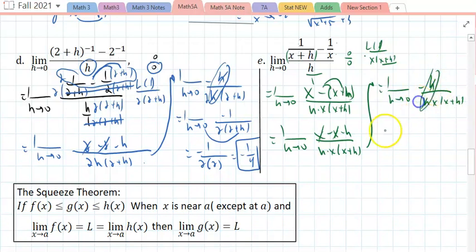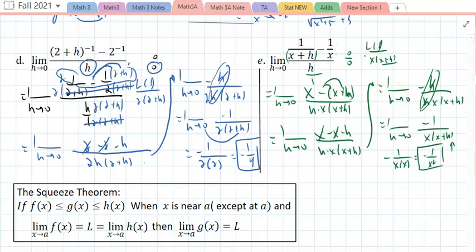Once you cancel out a factor, you restart the rule of thumb, plug h equals 0 in, and that gives me negative 1 over x times x, or negative 1 over x squared. So that's something that we're going to do for some time. Make sure you are comfortable with rational functions. You get around it by factoring. Radicals you multiply by the conjugate, and complex fractions.